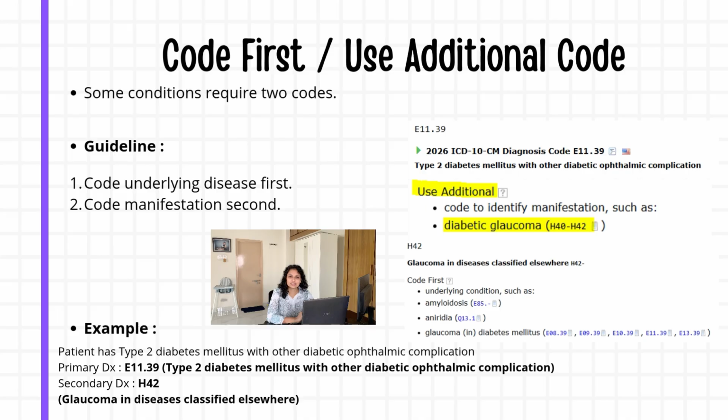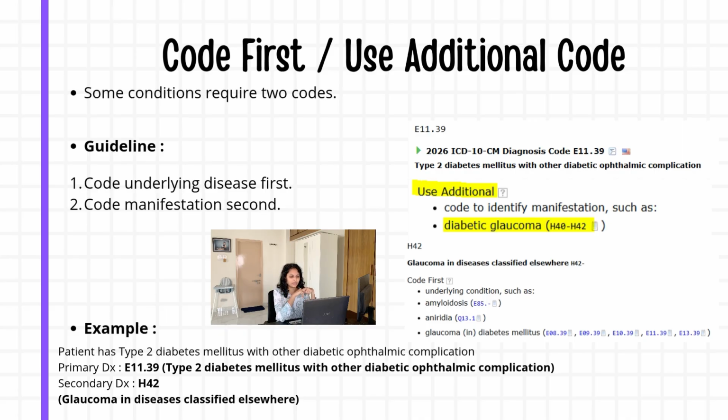Next is code first or use additional code. Some medical conditions need two diagnosis codes. One code identifies the underlying disease and the other code identifies the specific manifestation or complication caused by that disease. For example, if the provider documents that the patient has type 2 diabetes mellitus with other diabetic ophthalmic complication. Now the guideline is saying that code the underlying disease first and code the manifestation or complication second. What should be the first diagnosis in this case?